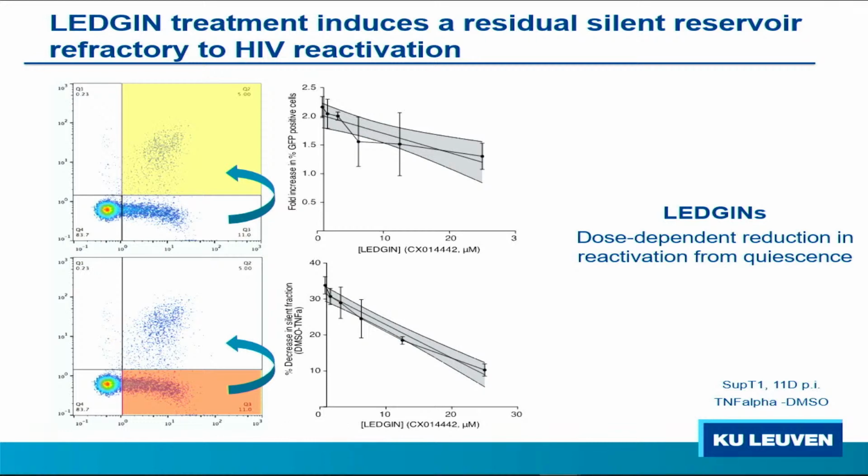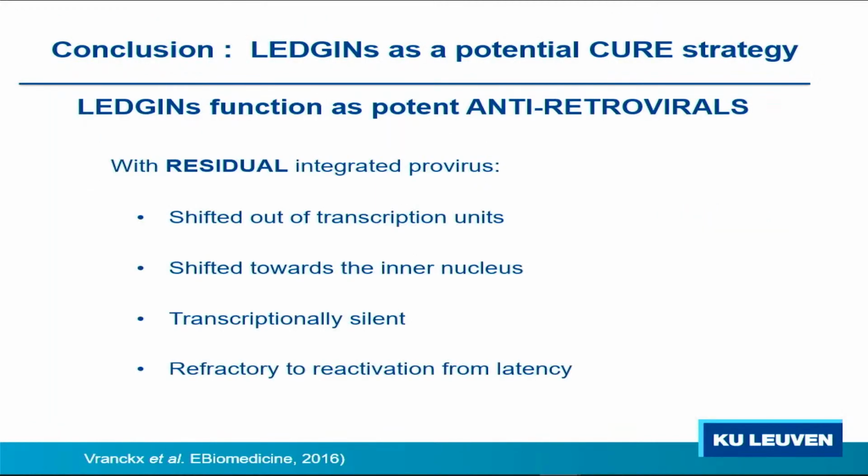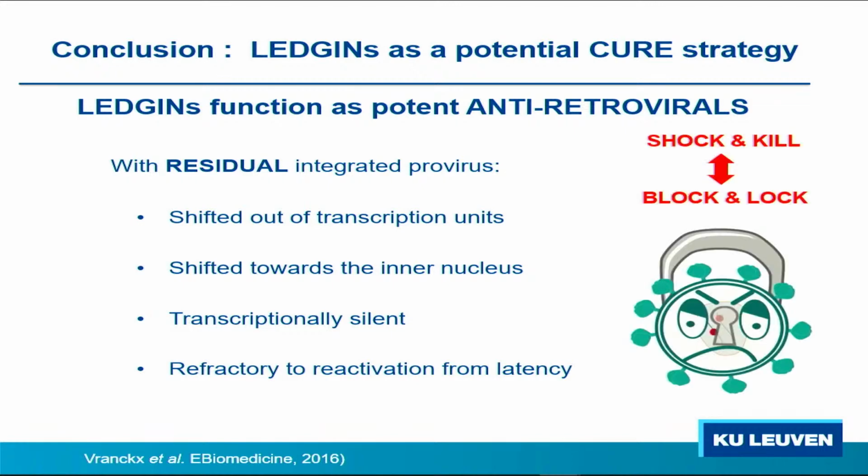So it means that if we add legends during the infection, we retarget the provirus. It's at another location in the nucleus. It is transcriptionally silent and is very difficult to reactivate from latency. And that's what we call this block and lock phenotype. And so we propose that these legends can be used for a functional cure, because if you would add them during the infection, you would get a virus which is blocked for transcription and locked for reactivation.